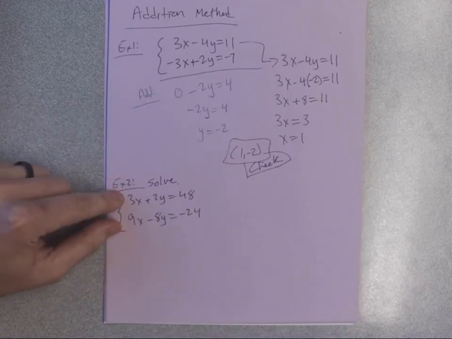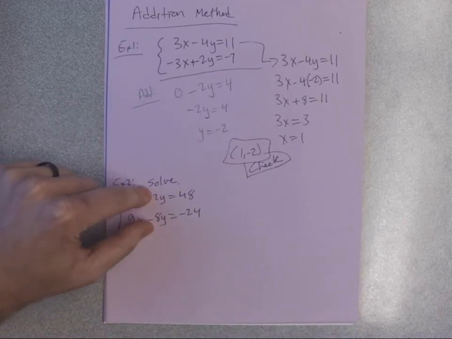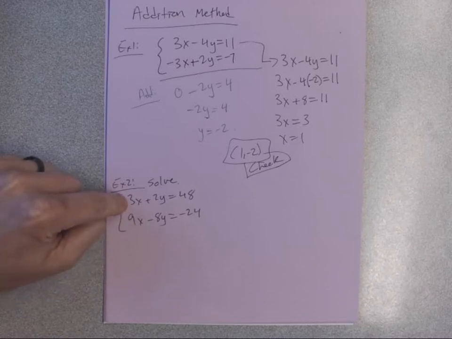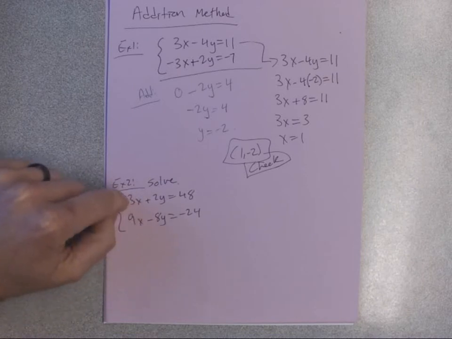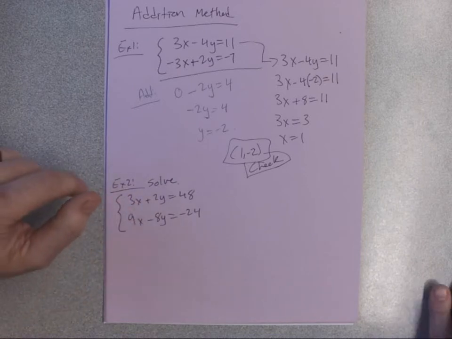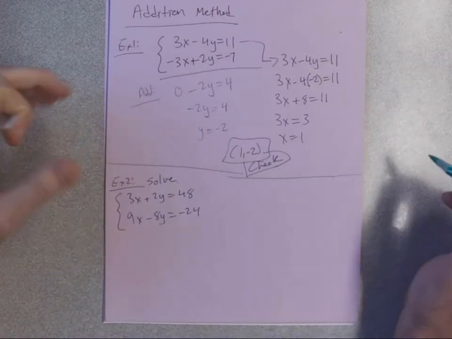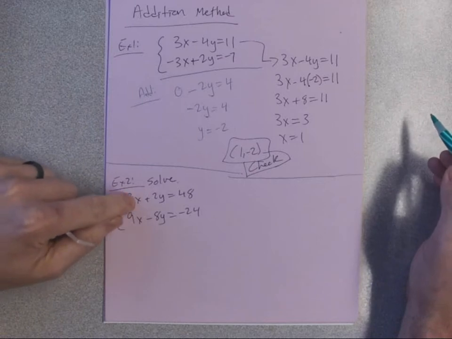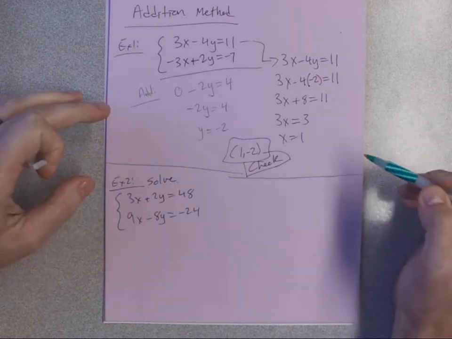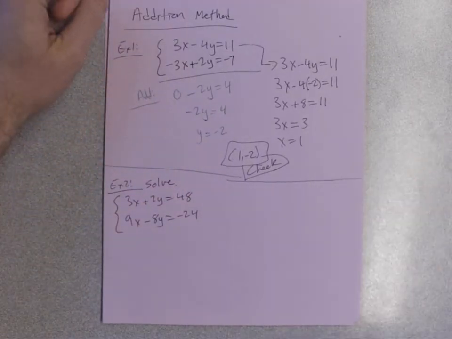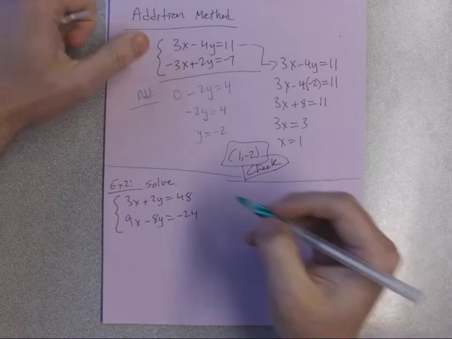Notice here that our x's don't cancel and our y's don't cancel out. To make one of these cancel, if this is 9x, I would need to make this 3x a negative 9x, so that when I add these together, that would become 0. You can literally multiply the top equation by negative 3 to make this 3x a negative 9x. As long as you multiply the entire top equation, both sides, by negative 3, it's still legal. We haven't changed the equation.